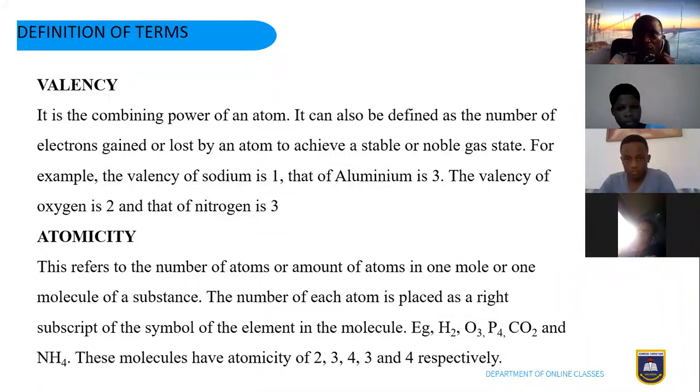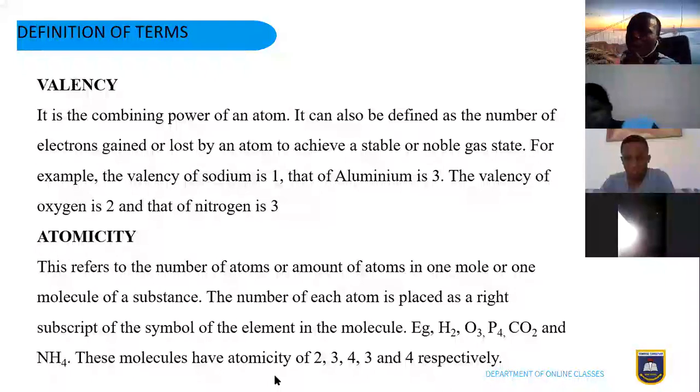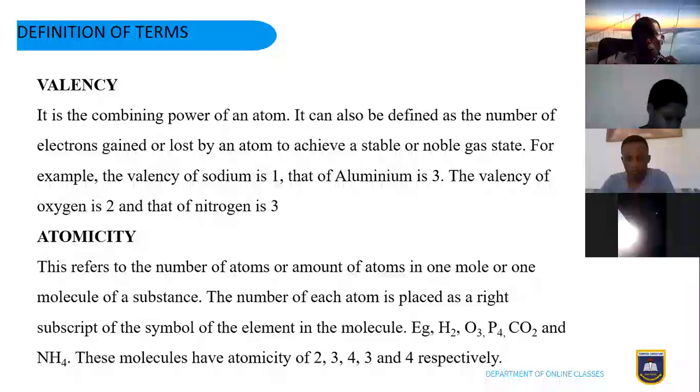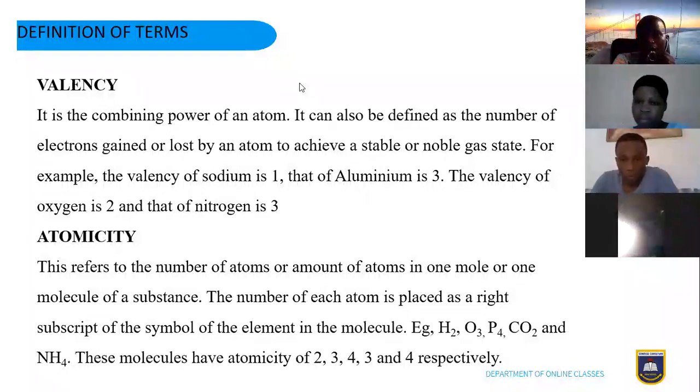So that's about atomicity. If you take a molecule, let me give you an example that is not here. A compound like NaCl, sodium chloride. There's only 1 atom of sodium and 1 atom of chlorine, that's Cl. So the atomicity is 2, just 2. Meaning in that compound, there are just 2 atoms or elements in that compound. That's about atomicity.